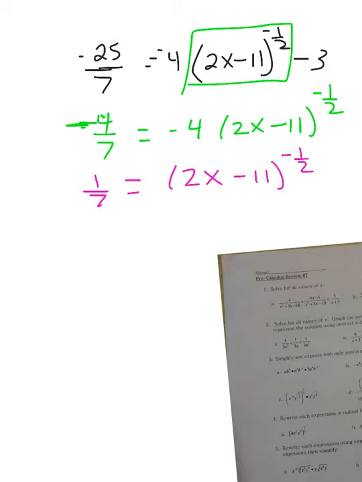Now to get rid of the exponent, this exponent does not have to be positive. Just raise both sides to the negative 2 power.